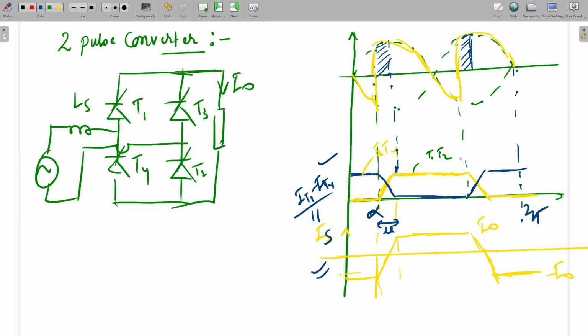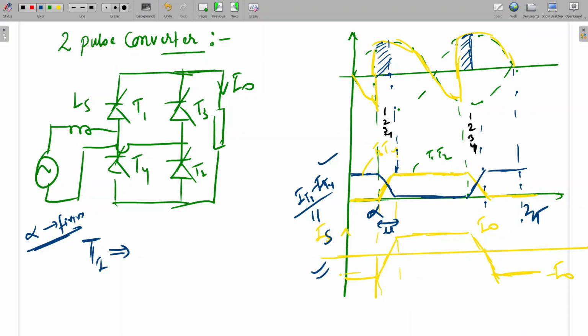Is it clear? So during the overlapping period, all 4 thyristors will conduct: 1, 2, 3, 4. Here also 1, 2, 3, 4. Is it clear to all? Yes, sir. So what will be the conduction angle of thyristor T1 or any thyristor, if alpha is the firing angle? What will be the conduction angle of thyristor T1?